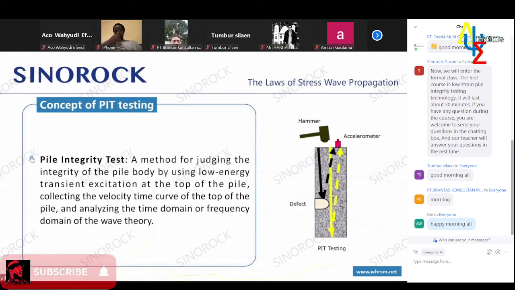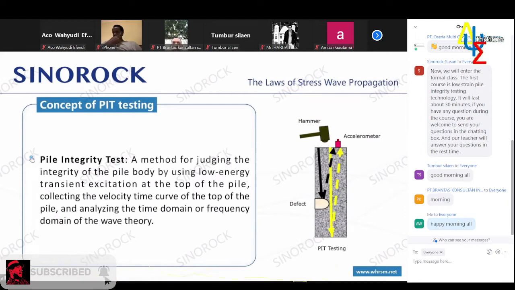The low-strain method is a testing method that uses low-energy transient excitation at the top of the pile, measures the velocity time history response curve at the top of the pile, and evaluates the integrity of the pile body through time domain analysis or frequency domain analysis of wave theory.